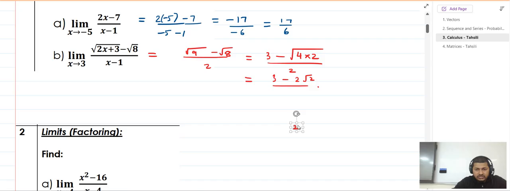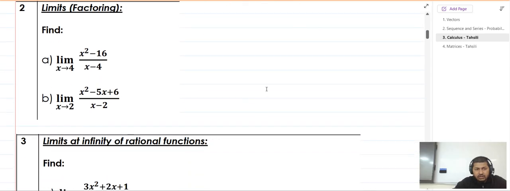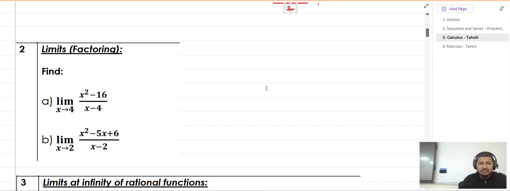Let us look at limits involving factoring. Now, how do we recognize that this limit involves factoring? Especially when you get a 0 in the denominator. Example, 4 minus 4 is 0. So if you substitute the x value 4 into the denominator, which is x minus 4, I get 4 minus 4, which is 0. Which means that I need to factor this limit out. So let us factor this out.